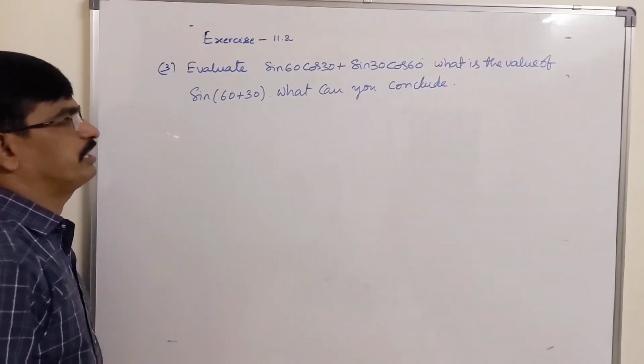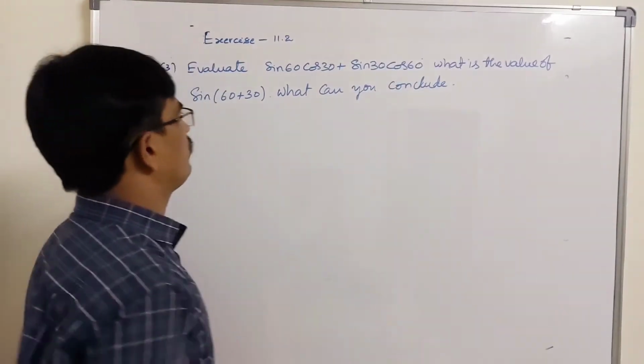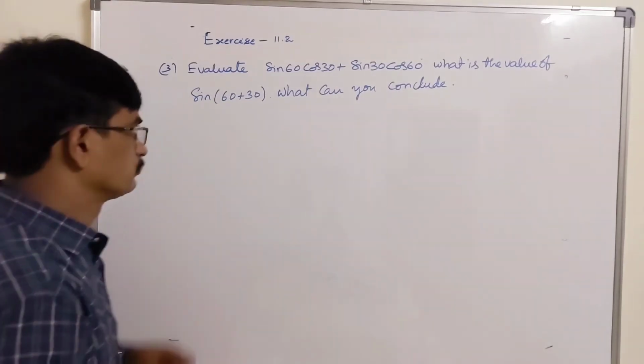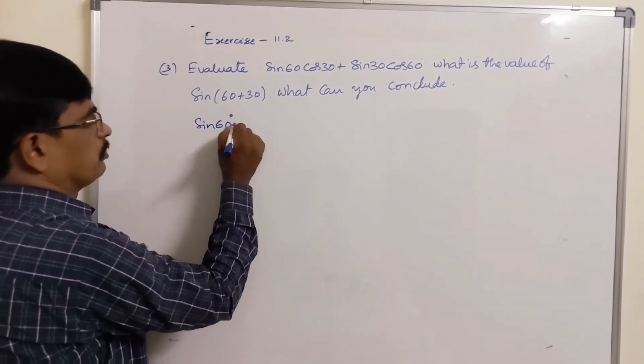The third question: evaluate sin 60 cos 30 plus sin 30 cos 60. What is the value of sin of 60 plus 30? What can you conclude? So now first find out the value of the expression.